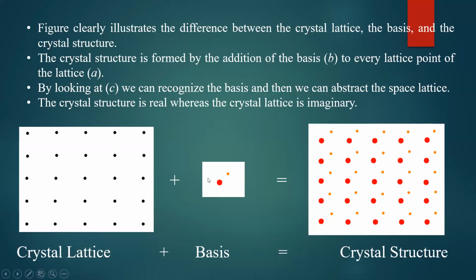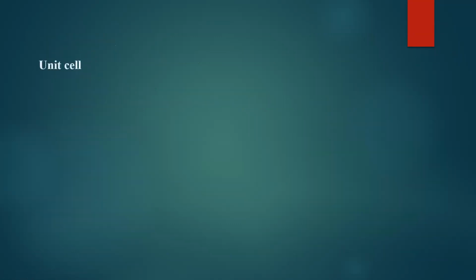Basis is a structural unit, and that constructs the crystal. So crystal structure is observed by putting the basis in each lattice point. That is called crystal structure. So finally, you can remember crystal lattice plus basis gives you the crystal structure. So three things you have to remember.